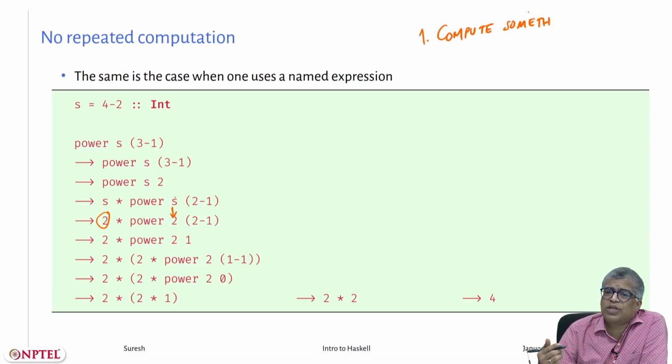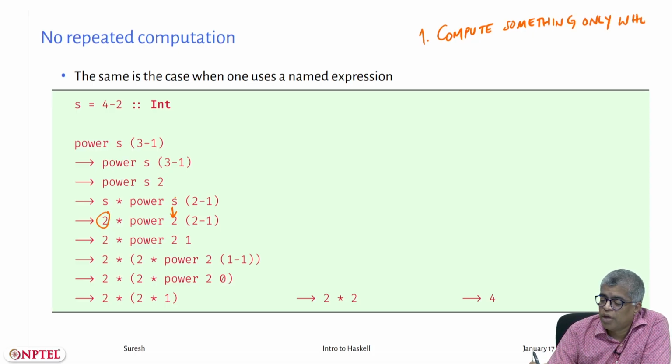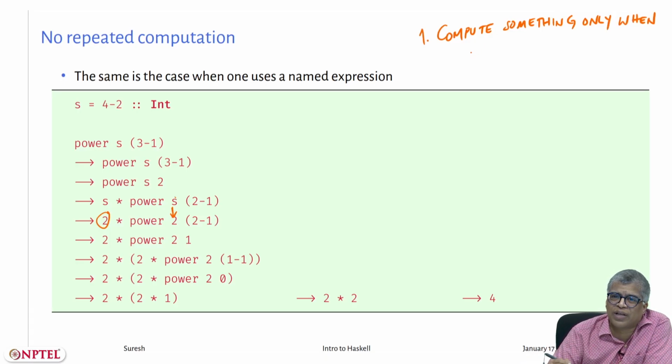And what forces GHCi to compute something? When you enter an expression in GHCi, internally GHCi tries to print the value of the expression, and that forces that expression to be evaluated. If not for that, then GHCi would never ever compute anything, because there is no need to compute anything. It is computing it because it needs to print something, and for printing it, it needs the value.